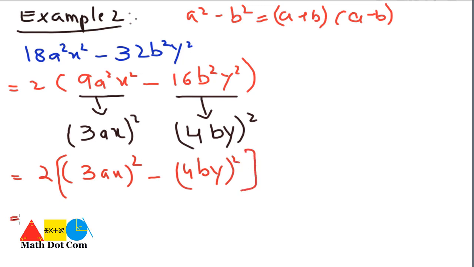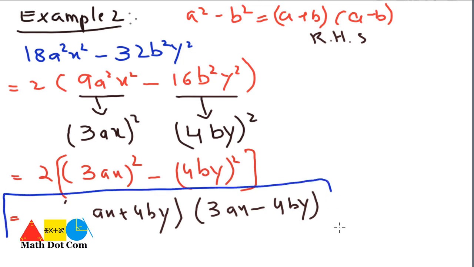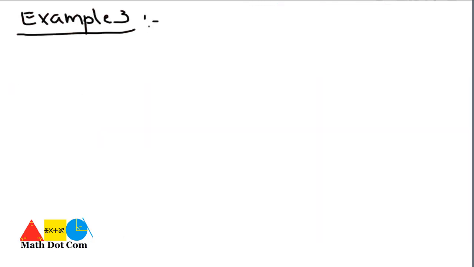Now we can convert it into the right hand side form of the identity, that is a plus b and a minus b. So a plus b will be 3ax plus 4by and a minus b will be 3ax minus 4by. So this is the answer of applying the identity on the given algebraic expression, so that you can easily evaluate its factors. These are the factors of the given algebraic expression. Basically our purpose is to find the factors.